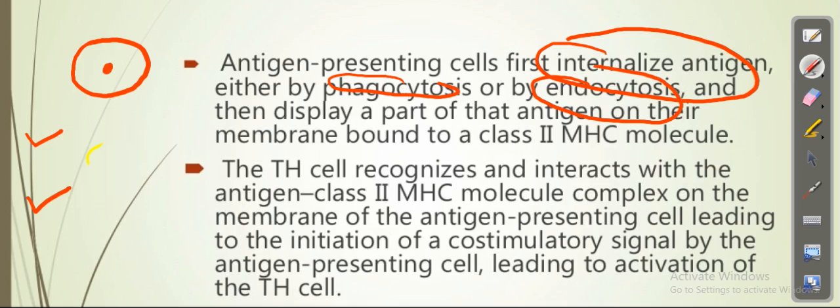So suppose this is an antigen presenting cell and we have an antigen. So this cell can take it in two ways: by internalizing the antigen by phagocytosis, that is, it can engulf it by making a structure like this, like pseudopodia, or it can take it inside by endocytosis. And these two methods are methods of bulk transport.